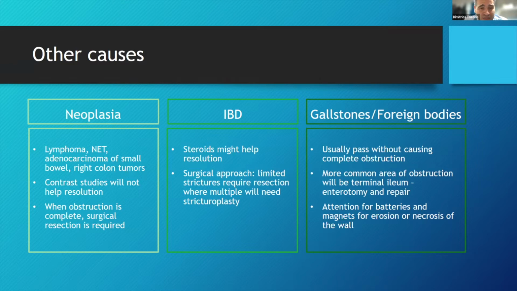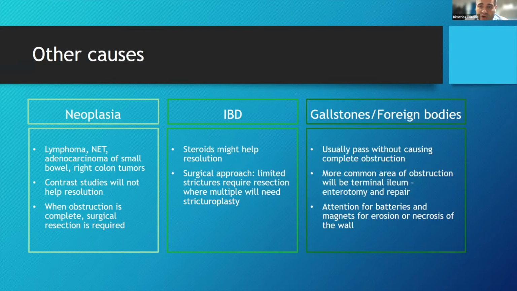I do not think that the water-soluble studies can help with that, because actually it's not additional to the cause, so they will not give us a prediction for operation, or they will not help us to resolve. So most likely in complete obstruction, we need to proceed with surgical resection of the area and to resolve the obstruction. Regarding IBD, we should try as much as possible with steroids, and for limited strictures, we can do localized resections and anastomosis. But when we have many strictures, most likely stricturoplasties are described as the favorable operations.